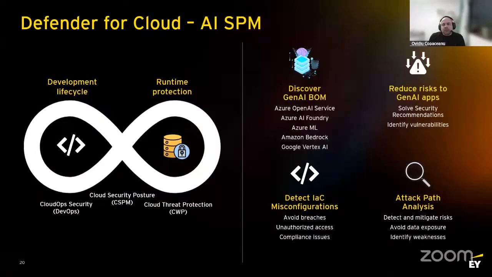So with the Defender for Cloud CSPM plan, we secure the generative AI applications throughout their entire lifecycle across multi-clouds. As you can see, we discovered the Gen AI bill of materials across Azure, AWS, and GCP. We are detecting misconfiguration in the code to avoid breaches and unauthorized access. We are reducing the risk to Gen AI apps by solving recommendations that we received in our tenant from Defender for Cloud, and we identify vulnerabilities. And of course, with Defender for Cloud, we can do the attack path analysis where we detect and mitigate the risk, and we avoid the data exposure.